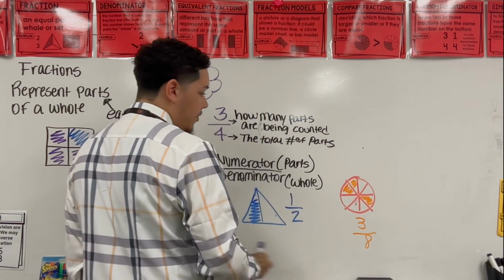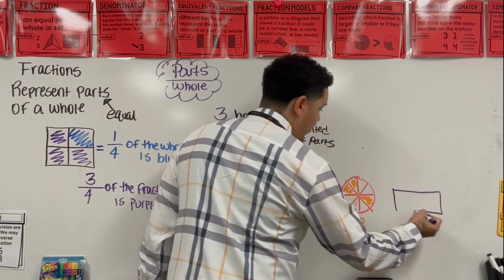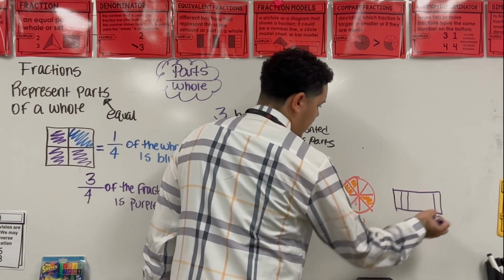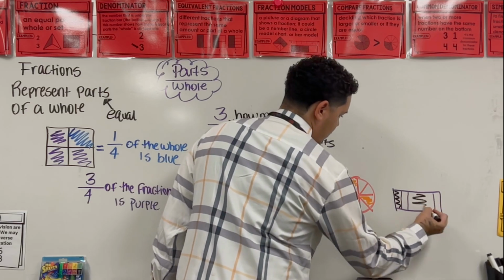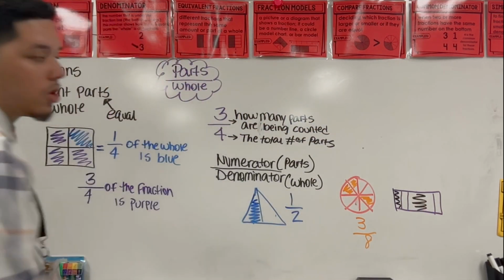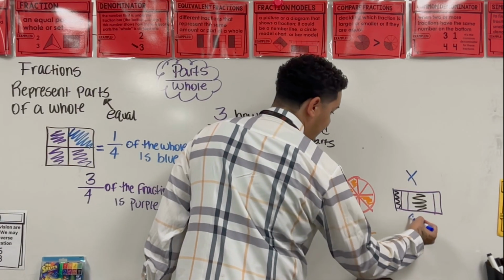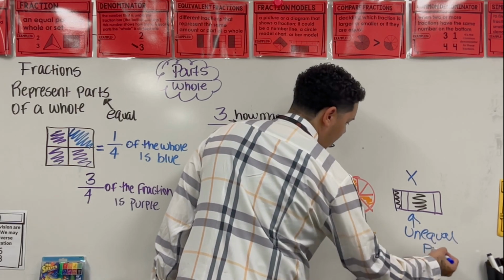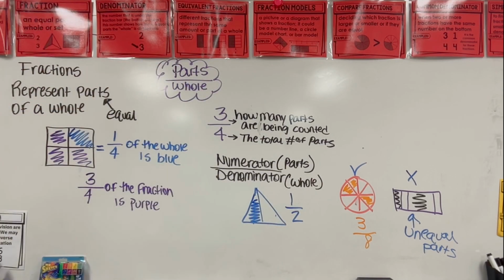Now, something you don't want to do is this here. I'll use a bar model for an example. Is this a fraction? Is that a fraction there? No, it's not a fraction. Why? This is not a fraction because it has unequal parts. All parts must remain equal in a fraction, just like this here. So you can represent a fraction in several different ways.